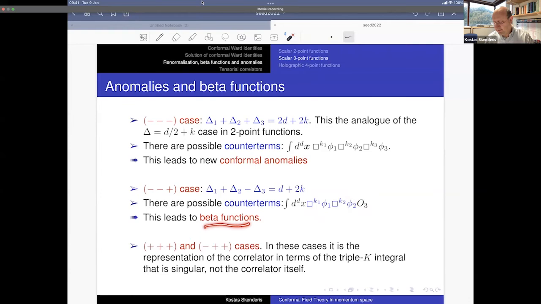And there are two more cases, when the signs are either three pluses or one minus and two pluses. In these cases, there are no singularities in the actual correlators. The singularity is more in the representation of the correlator in terms of triple K integrals. We discussed that in detail also in the paper, and I can explain it more if somebody wants to understand these cases.